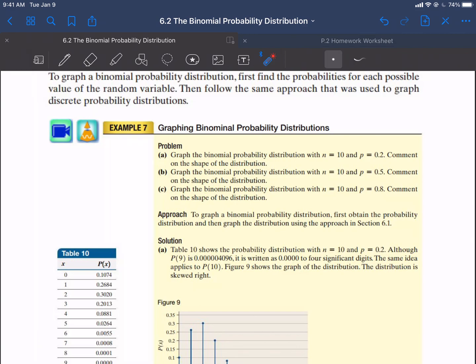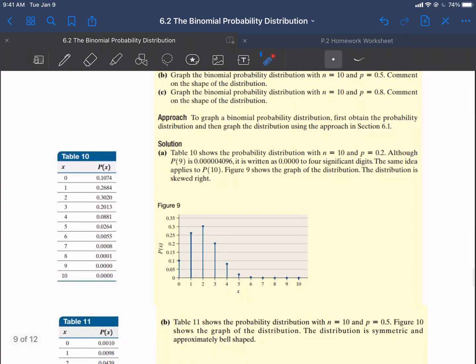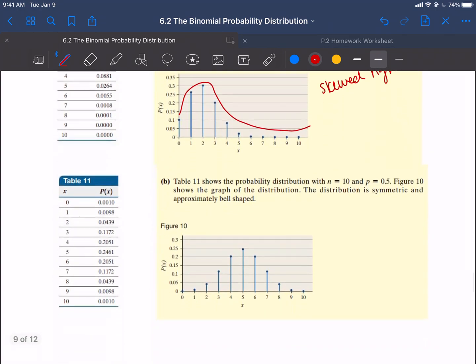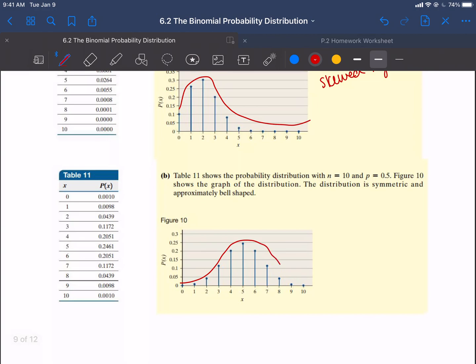In graph A here, we're graphing the binomial probability distribution with n equals 10 and a probability of 0.2. Comment on the shape of the distribution. Well, here is what that graph looks like. If we look at this distribution, you can see that it is skewed right. For graph B, we're graphing it with n equals 10, but now our probability is 0.5. When you look at that graph, you can see that it is more symmetrical or bell-shaped.